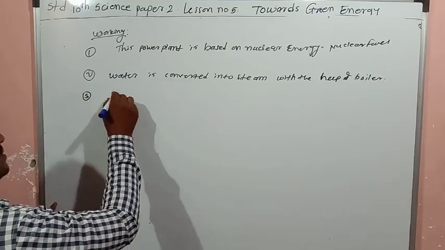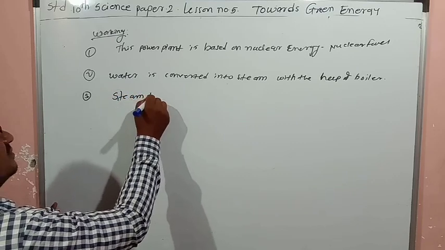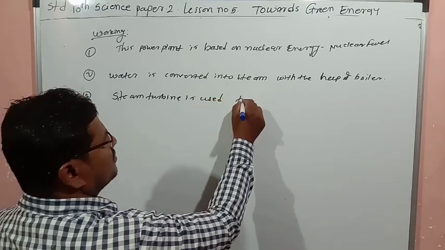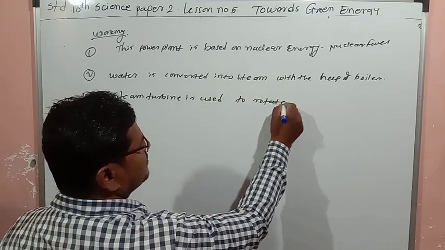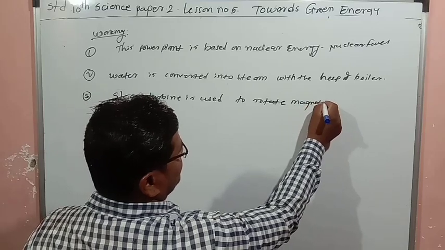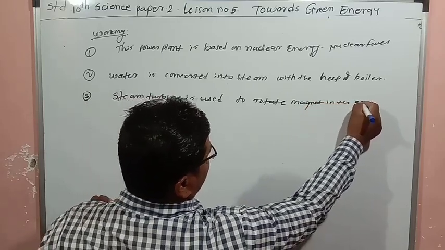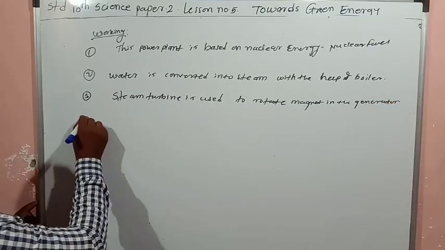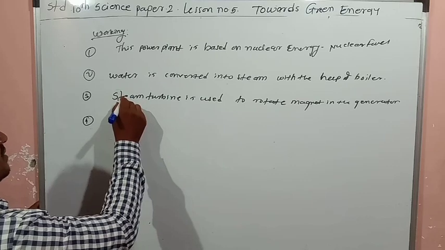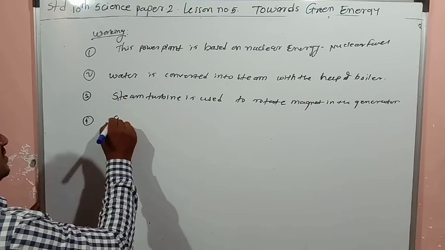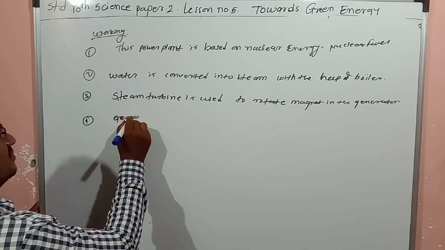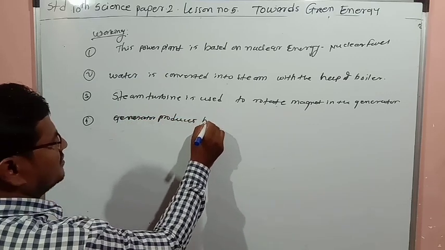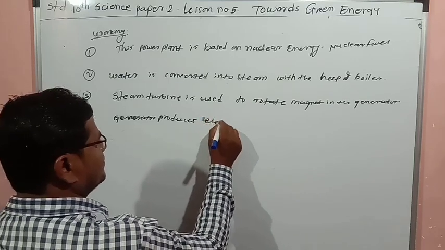Third point, the steam turbine is used to rotate the magnet in the generator. Next one, the generator produces electricity.